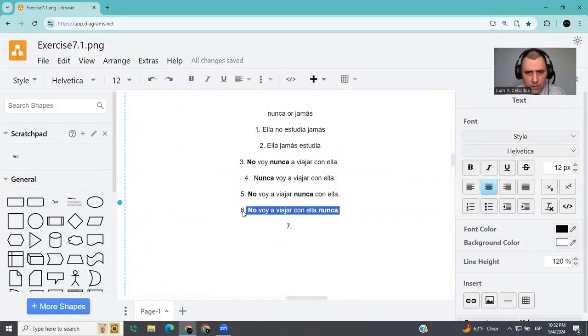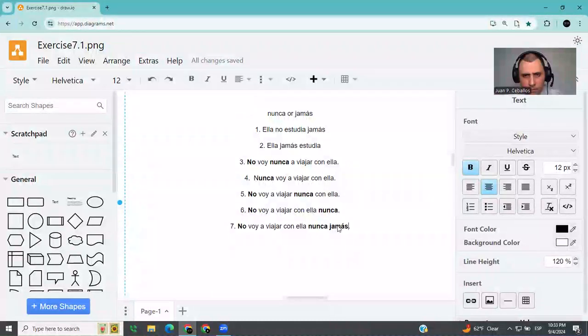That will be: no voy a viajar con ella nunca, jamás. In this case, I'm putting these two negative expressions together, nunca, jamás, to increase the tone. I never, ever want to travel with her. Okay. So this is like saying, I don't want to travel with her ever, never, ever, or ever, ever. Something like that.